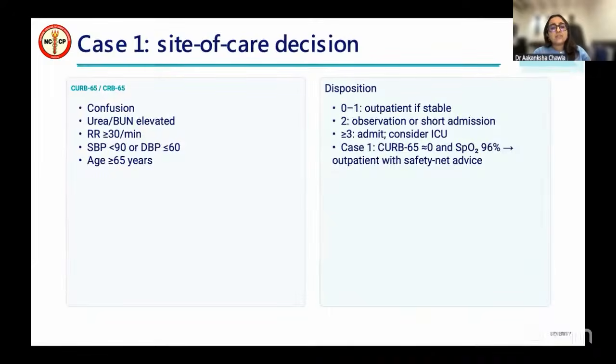So, there are various scores that are used in pneumonia, various severity scores. But the easiest one is the CURB 65 or the CRB 65, which involves the components of confusion, urea nitrogen elevated, respiratory rate more than 30, systolic blood pressure of less than 90 or diastolic blood pressure of less than 60, and age more than 65 years. Based on the scoring, 0 to 1, outpatient; 2, observation or short admission; and 3 or more, you admit in the ICU. So our patient, of course, was fit enough to be managed on an outpatient basis.